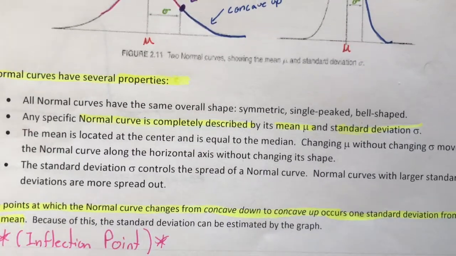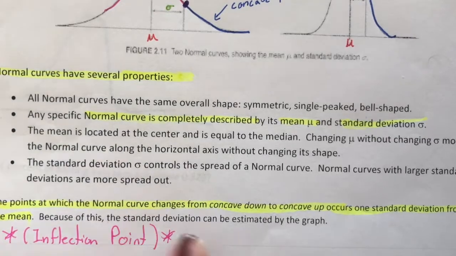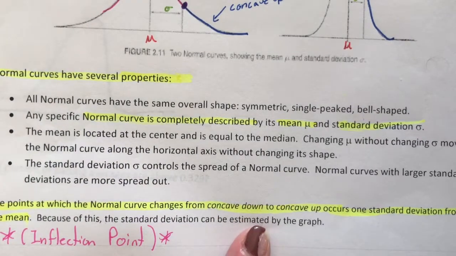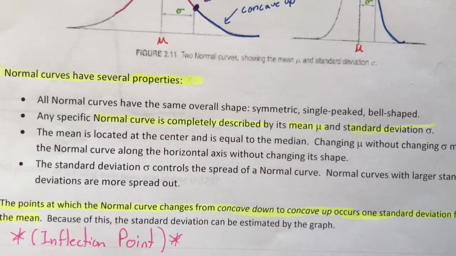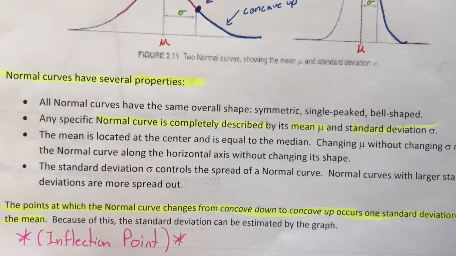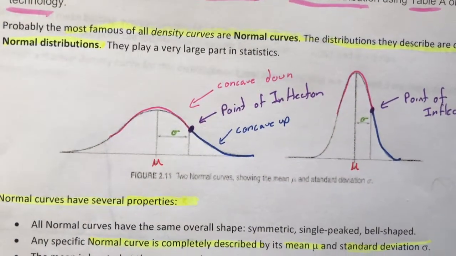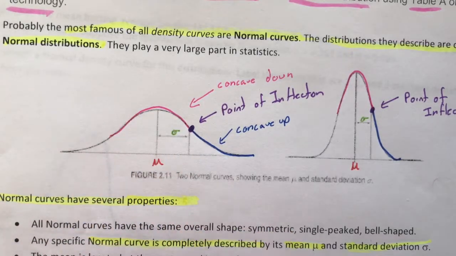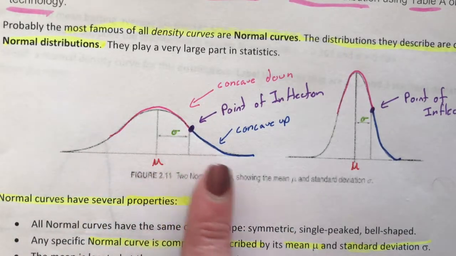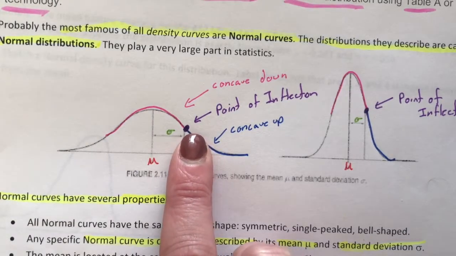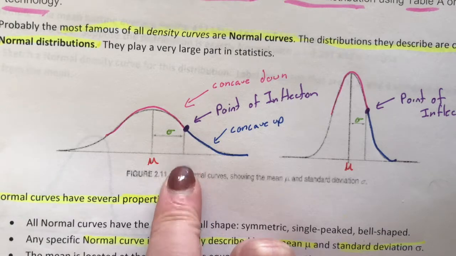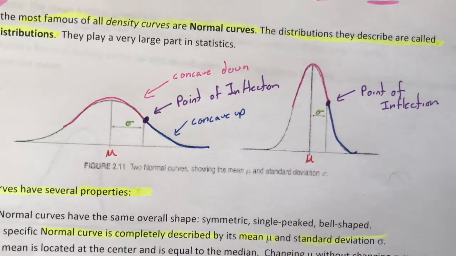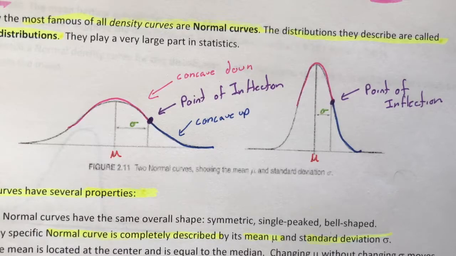It's important to note that the point at which the normal curve changes from concave down to concave up occurs one standard deviation from the mean. Because of this, we can estimate where one standard deviation is going to occur. This is called our point of inflection. So if you take a look up here, I've drawn that in for you. We can see where our curve is concave down and where it starts to change to concave up. And where it changes is our point of inflection, and we can estimate that to draw in our curve where one standard deviation would be. We can also take a look over here and see where that occurs as well.